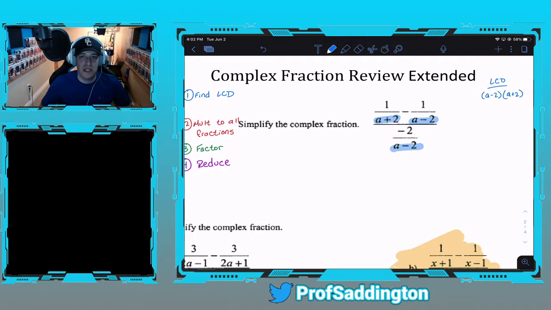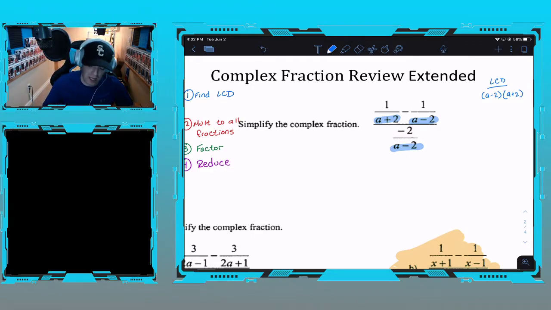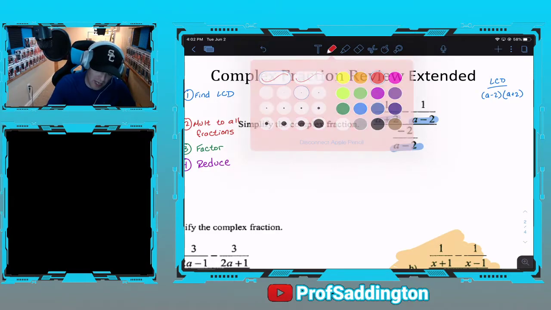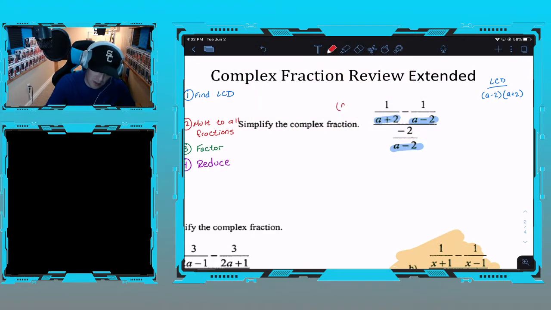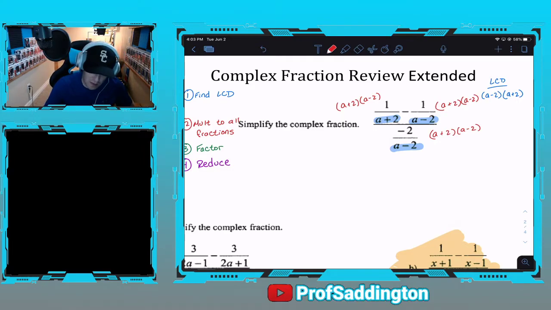Now that I have the LCD, just like we did yesterday, you want to take it and multiply it to all the fractions. So I'm going to multiply every single one by a plus 2 and a minus 2. It doesn't matter what order you write them in, as long as you have both of them written down. And if you feel more comfortable writing it as a fraction, you may do so.